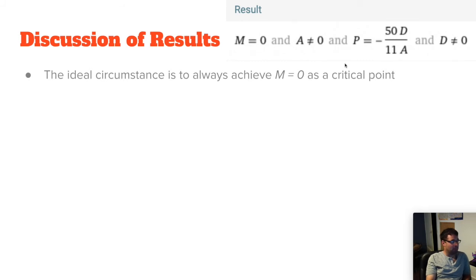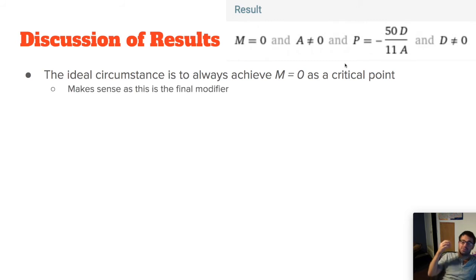So let's discuss them. The ideal circumstance is always to achieve m equals 0 as a critical point. We did get one static value, and that static value was m is equal to 0. The truth is that that's really hard to achieve. But it raises the importance of always trying to limit your modifier as much as possible. And remember, that modifier includes type, resistances, and super effective hits. So resistances and weaknesses. And it takes into account single target versus multi-target moves.